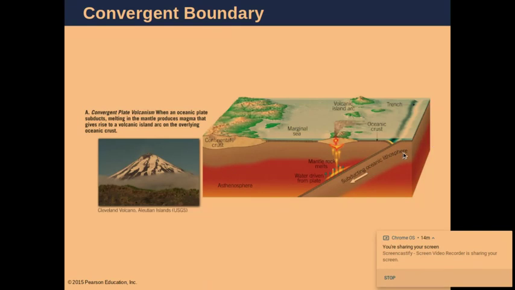Here's the subducting ocean plate that goes down. And it gets partially melted down here. And that melting stuff creates the upward pressure to form this volcanic island arc over here.